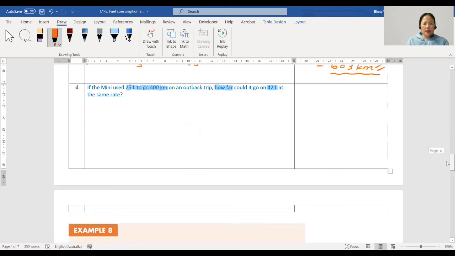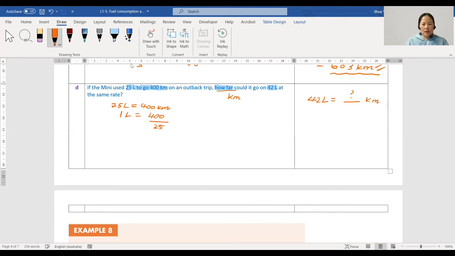Okay, next one. If the Mini used 25 liter to go 400 kilometers, so 25 liter goes 400 kilometers, on an outback trip, how far could it go on 42 liter at the same rate? So we want to know 42 liter goes to what kilometer? It's the same thing, unitary method. So I'll make it 1 liter.